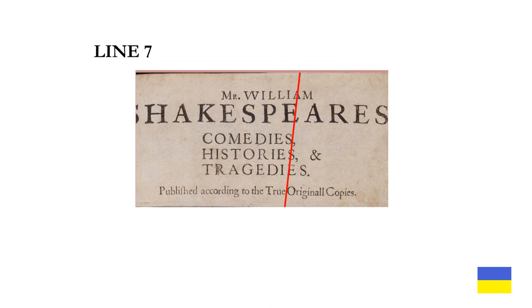This line goes straight through the A in William, clips the second E in Shakespeare's, goes between the S and the comma in comedies, goes through the S in history, goes along the right or left hand upright in tragedies, and goes straight between the E and the O in true original. I believe this gap is important between true and original.